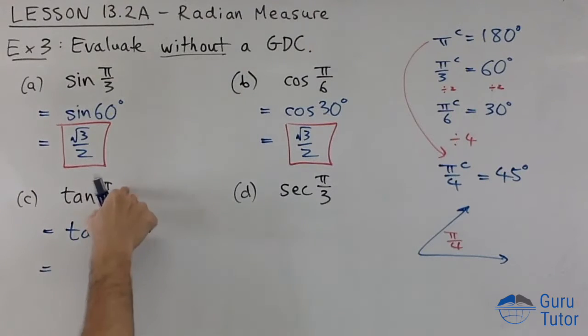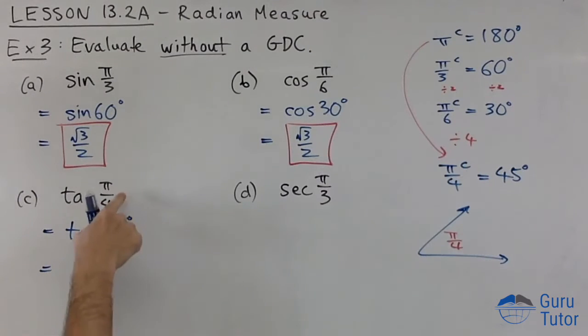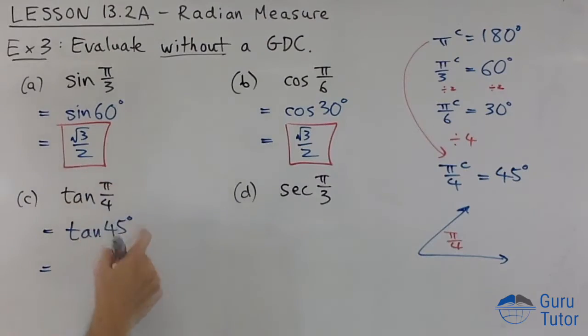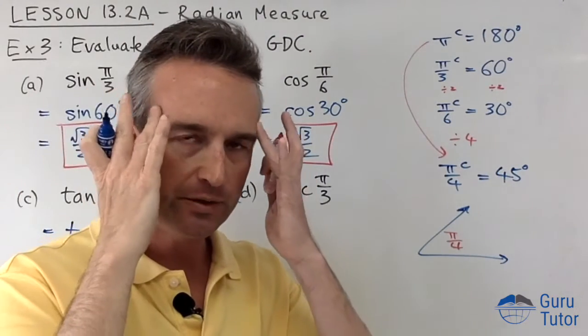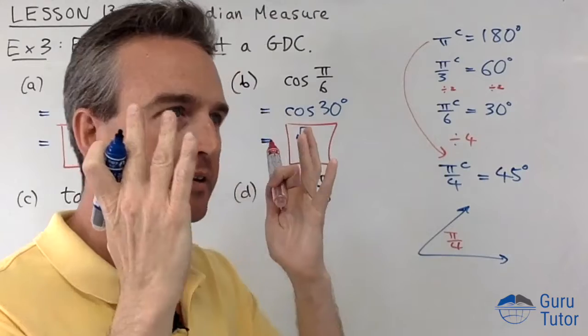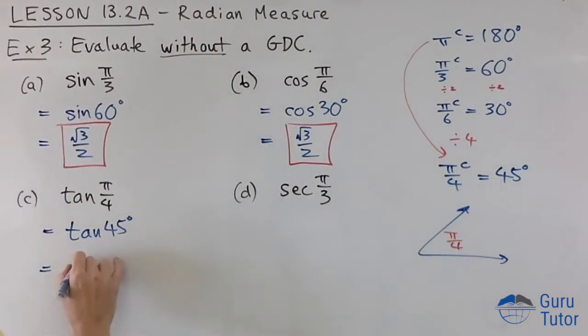Now again, from here to here, I haven't done the trigonometry yet. I've just converted the angle in radians to degrees. Tan 45, what's tan 45? Was it 1? What is it? Tan 45 is indeed 1.